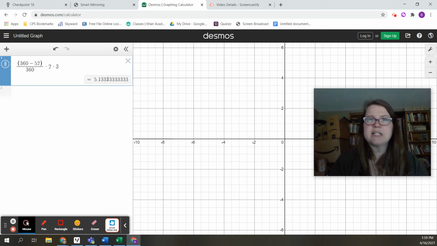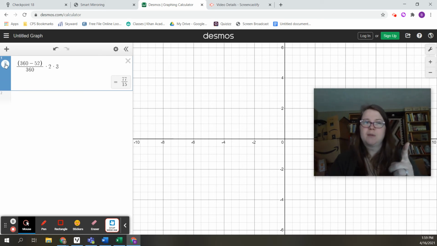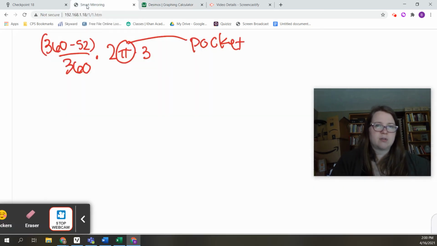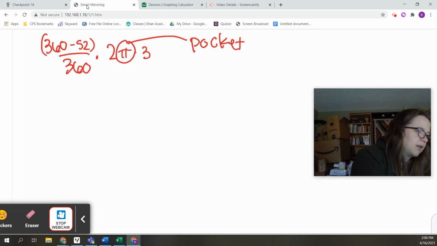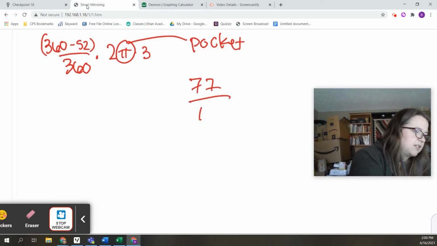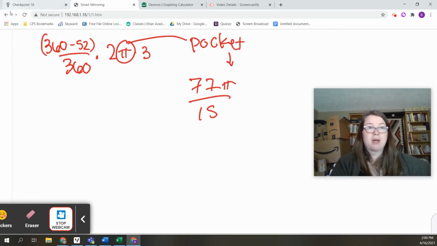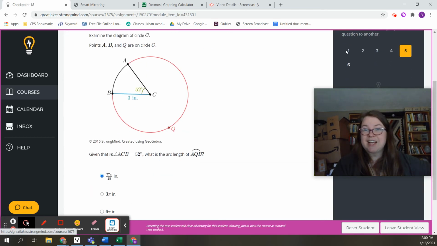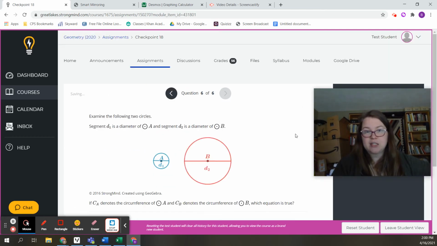Now look at this crazy decimal. Wow, what's happening? Watch this. Push that button right there and it goes to a fraction. If you have a TI-84 that you're using, you can do math, frac, enter. So math, enter, enter, and then it will change it too. So we got 77 over 15, and now we need to take the pi back out of our pocket and put it right there. So 77 pi over 15. So there we go.